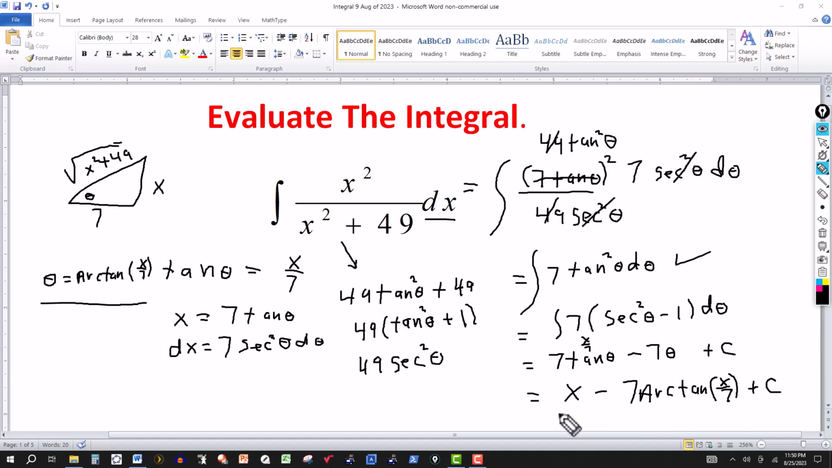So the final answer, working it this way, which is the same answer I believe that we got, you can double check it there: x minus 7 arctan of x over 7 plus your constant of integration. And you can see that the last method that we did was a little bit shorter than this one here.